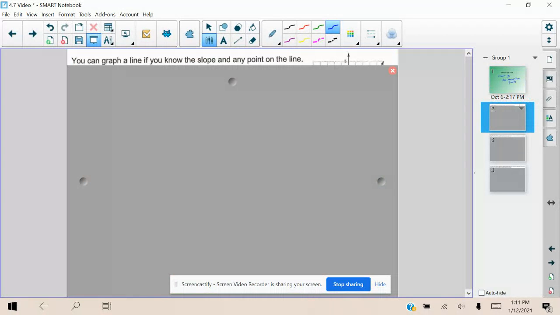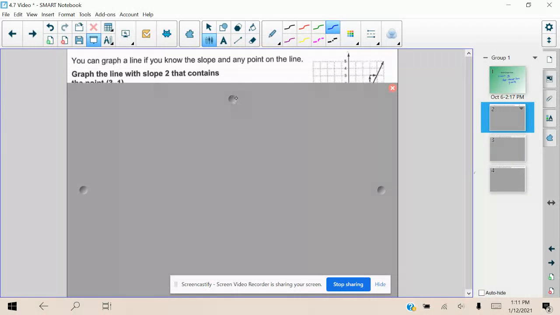So you can graph a line if you know the slope and any point that's going to be on that line. Remember, it has to be on the same line. We're only graphing one line right now. So we need a point that's on that line and the slope of that line, and that allows us to graph. Let's say we have the example on your guide notes: graph the line with a slope of 2 that contains the point (3, 1).